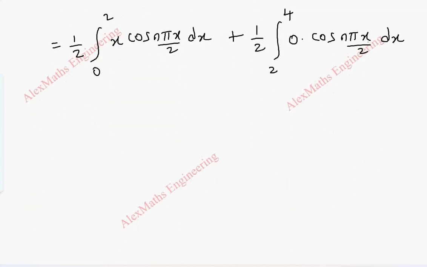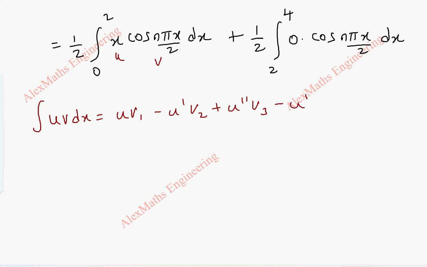We are going to use Bernoulli's formula. This is u and this is v. Integral uv dx is uv1 minus u dash v2 plus u double dash v3 minus u triple dash v4 plus dot dot dot.